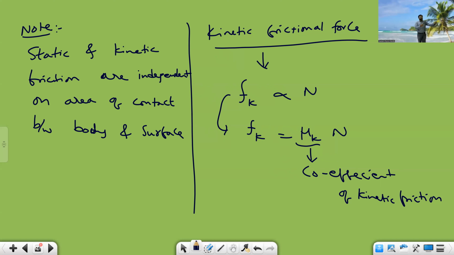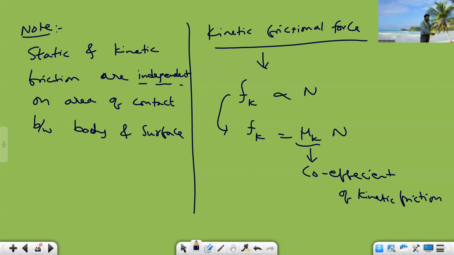That is what we say. We say it as independent. It does not depend. So whether more area between the two bodies in contact or less area, it doesn't matter at all. This is also one fine point to be noted. Just note it down for formality.